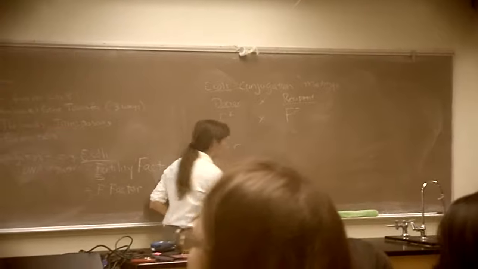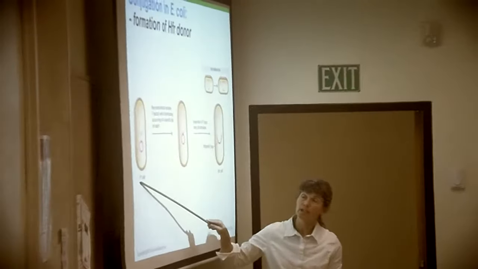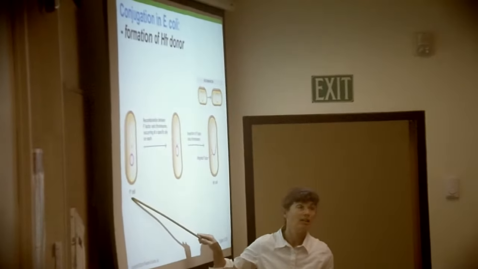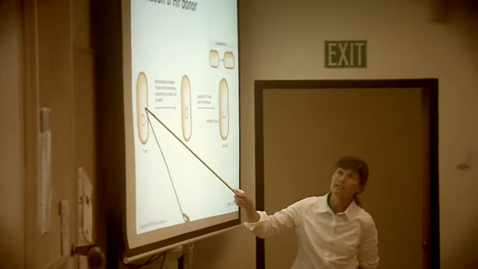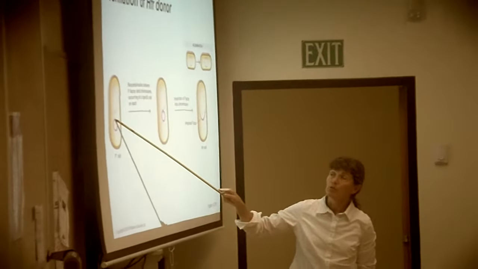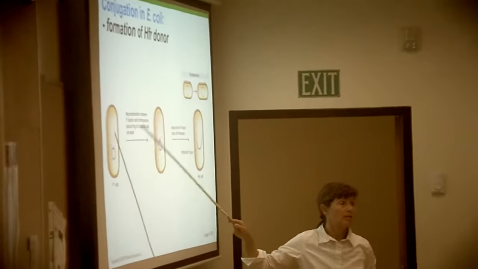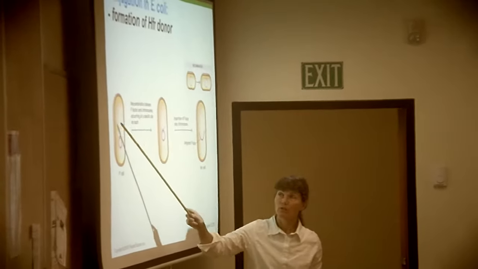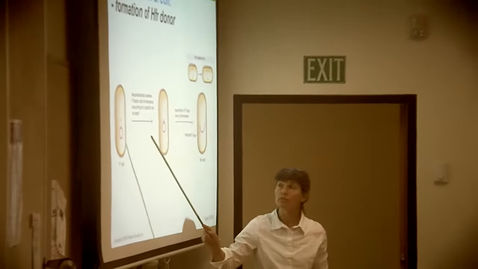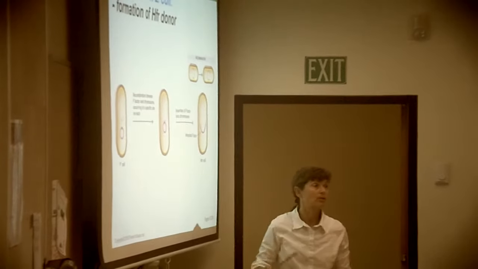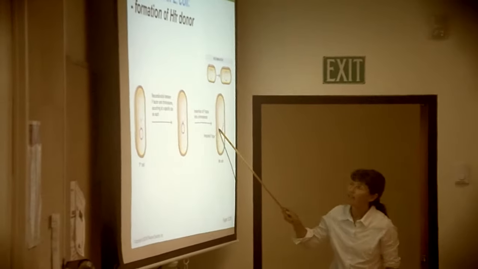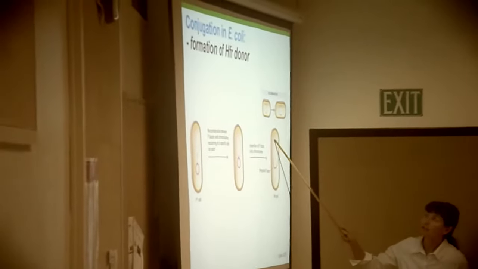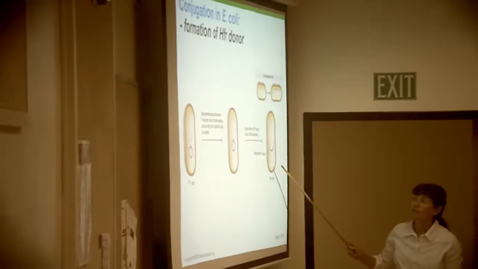But in an HFR donor, the F factor has inserted into the donor's chromosome. So here, we're seeing conversion of an F plus donor into an HFR donor. We start out with the F plasmid, and there's a specific site on the chromosome to which the F factor will insert itself. It's not exactly a homologous recombination because the donor maintains all the chromosome. It doesn't lose any chromosome, but the F factor is going to insert itself into the chromosome. Here we see the F plasmid preparing to insert, and here's the F factor inserted or integrated into the donor's chromosome. So now we have an HFR cell.